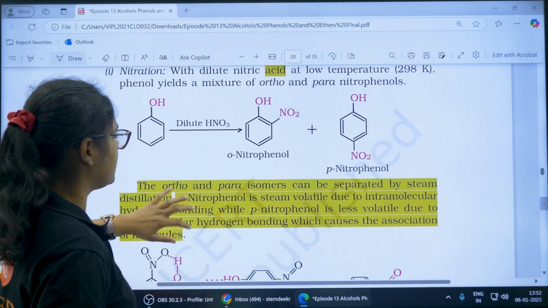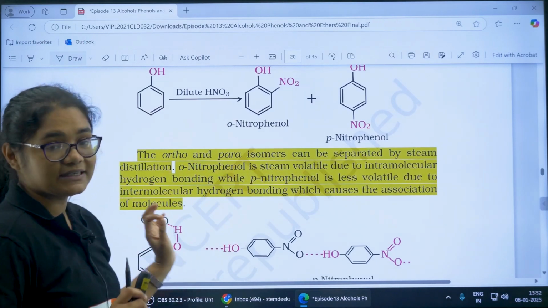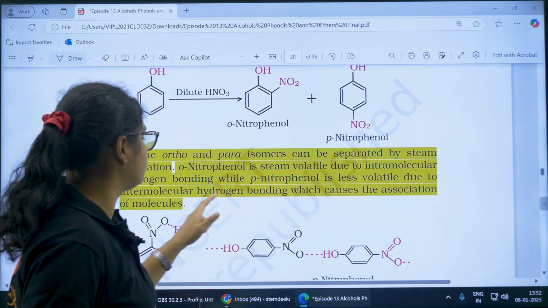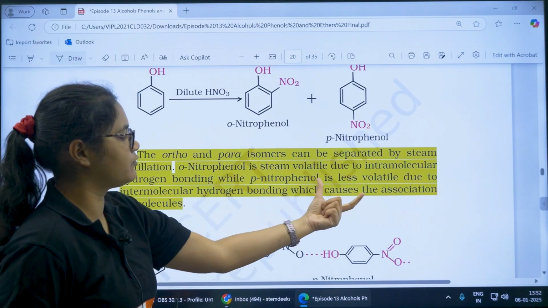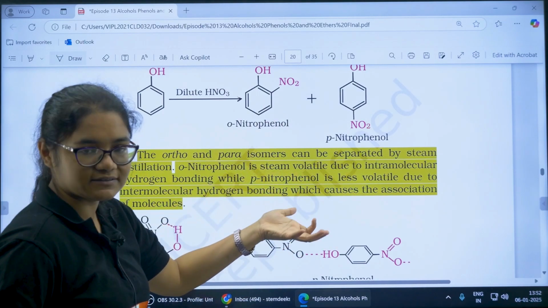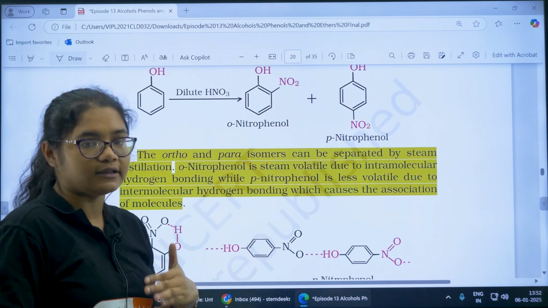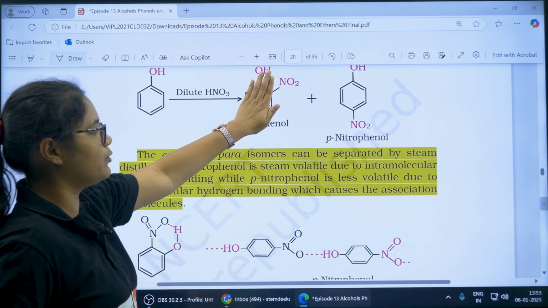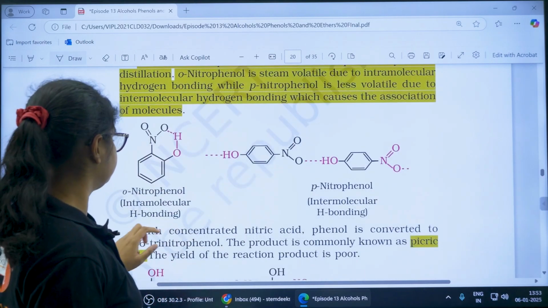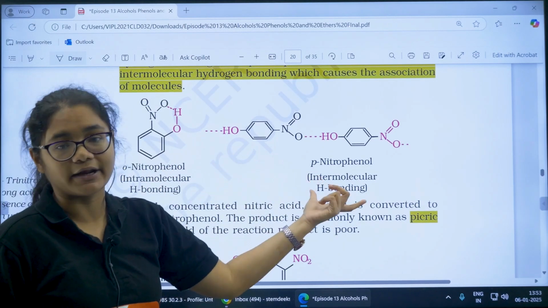Here, the ortho and para isomers can be separated by steam distillation. Orthonitrophenol is steam volatile due to intramolecular hydrogen bonding, while paranitrophenol is less volatile due to intermolecular hydrogen bonding. So if you do steam distillation, orthonitrophenol will easily evaporate, and paranitrophenol will evaporate later. So one has a low boiling point, the other has a high boiling point. You can see here the hydrogen bonding in orthonitrophenol and in paranitrophenol.